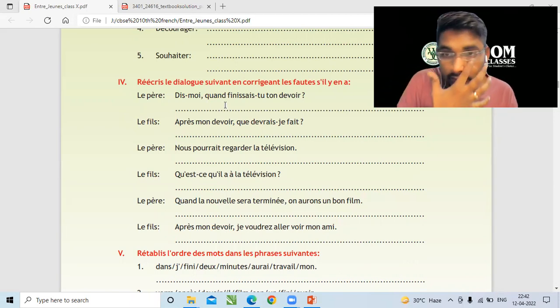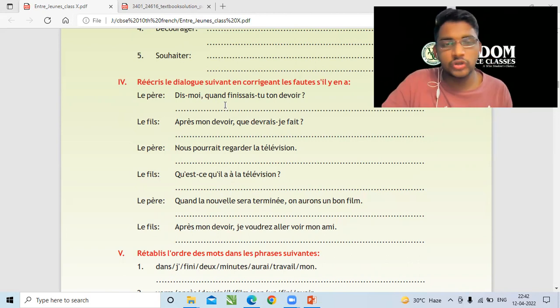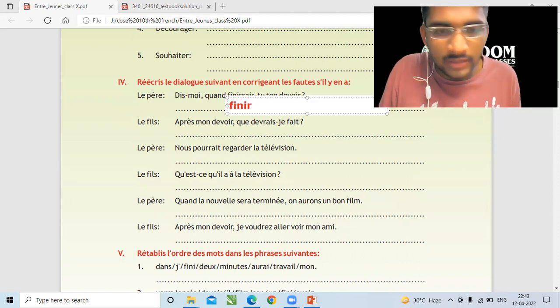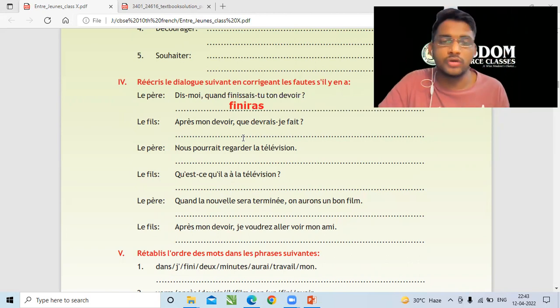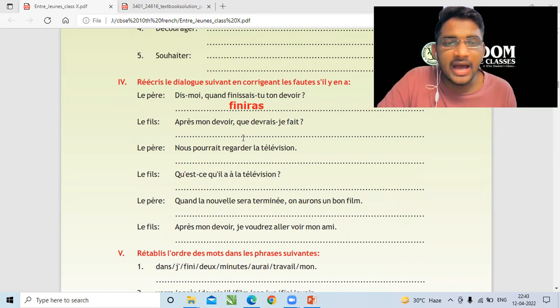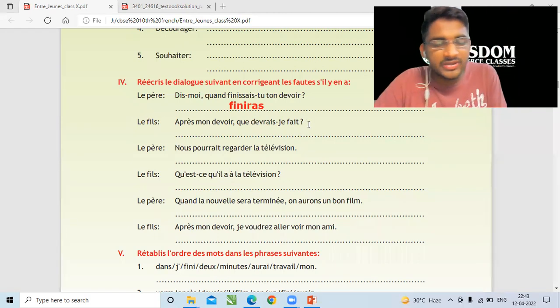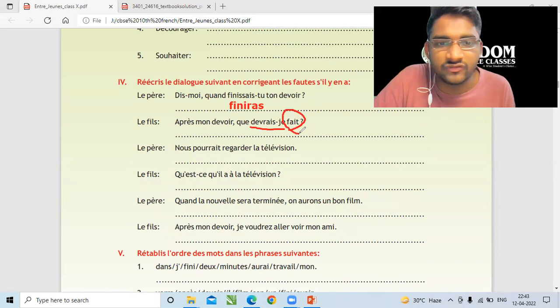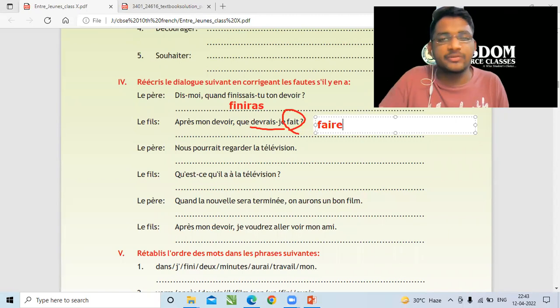So students, when, in the whole chapter we have used either future tense or future anterior, okay? So students, I assume the mistake is here, fini, and afterwards as should come. Quand finiras-tu? When will you finish your homework? So the son says, après mon devoir, after my homework, what I should do. Okay, so students, you see here the first verb is conjugated, but the second verb should always be what? A full verb should come, the infinitive. So our answer here, students, is faire, F-A-I-R-E, the full verb will come.